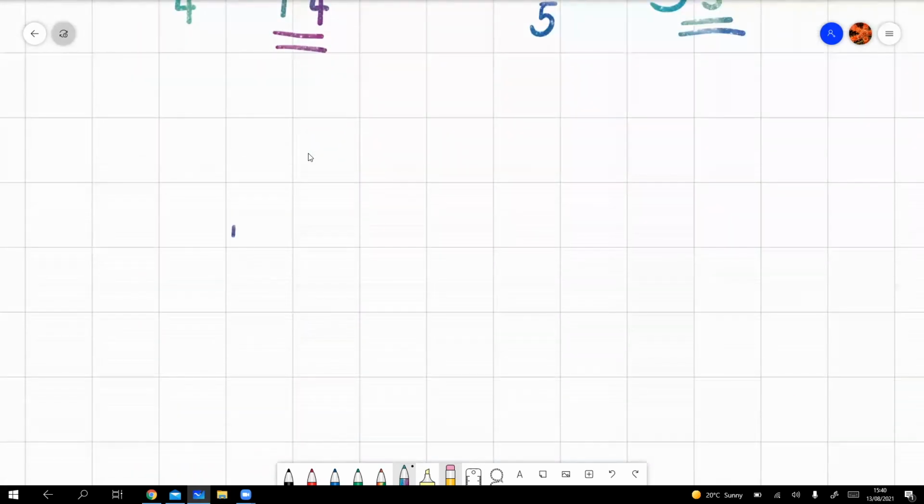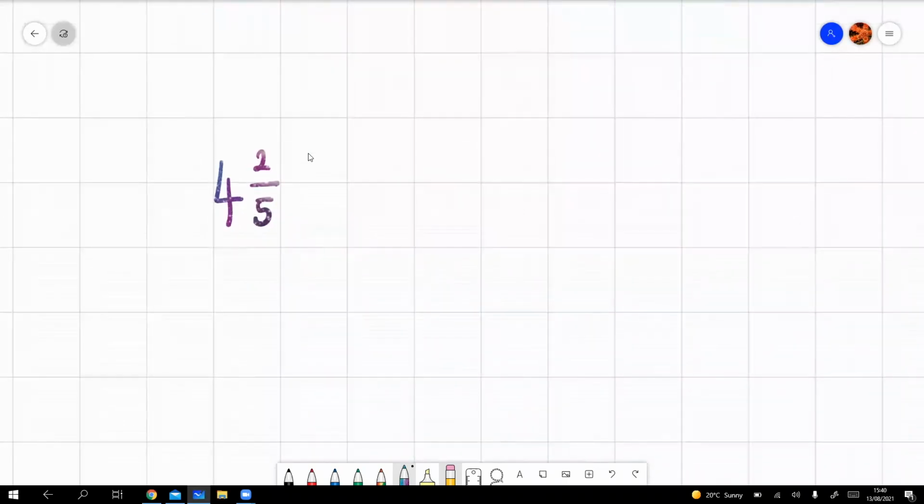So I'm going to have 4 2/5. I've got to change this into a top-heavy fraction. So to do this, you get your denominator and you times it by the big number. So 5 times 4 is 20. And then you add the little number at the top, which is the numerator on. So 5 times 4 is 20. And then that looks like a multiply, doesn't it? Let's just change that so it actually looks like an add. Okay, there we are. Add 2 is 22/5. Denominator stays the same.